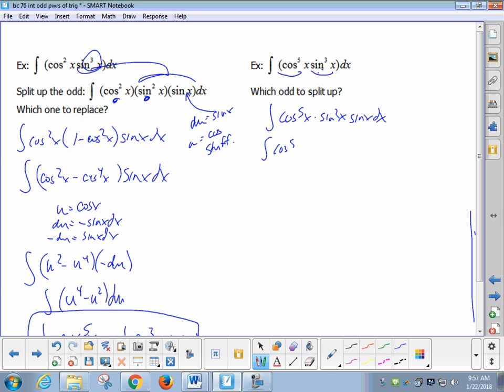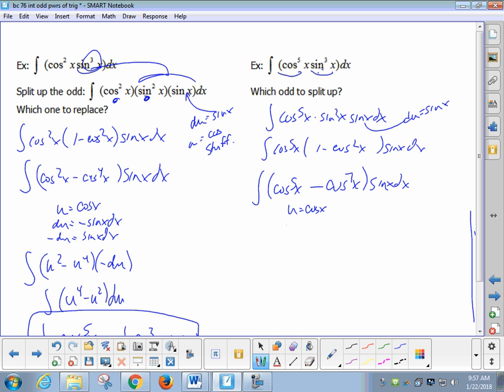So, cosine stays the same. If sine is du, then I want everything else to be cosine, right? So the sine squared gets replaced with cosine. If I distribute, it becomes the integral of cosine to the fifth minus cosine to the seventh. Let u equal cosine. du is sine or negative sine? Negative sine. So I'm going to get a little bit of switching of signs.